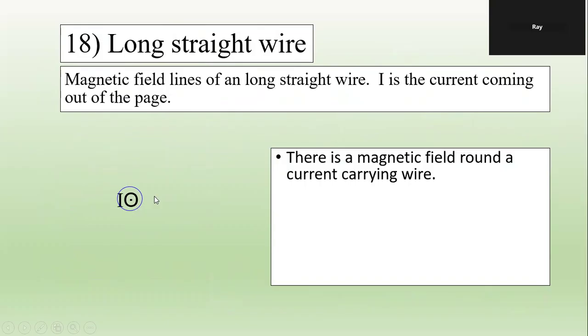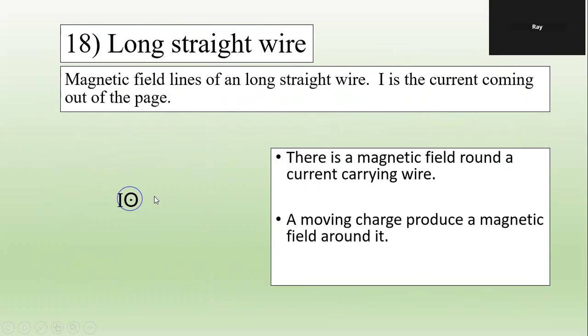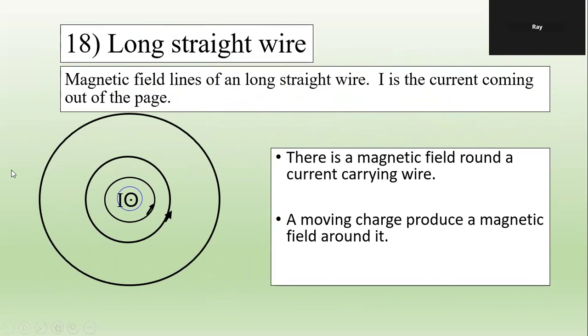Magnetic field around a current-carrying wire. A moving charge produces a magnetic field around itself. Circular path, becoming further and further away, showing there is a non-uniform field. We use the right-hand grip rule, where the thumb represents the current coming out and the direction is given by the fingers. These are concentric circles with the current-carrying conductor at the center.